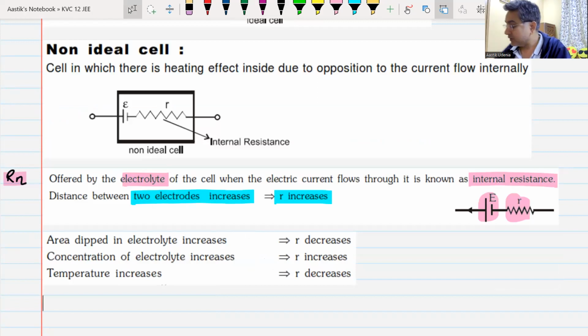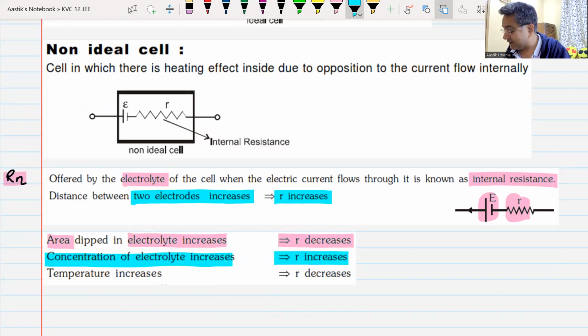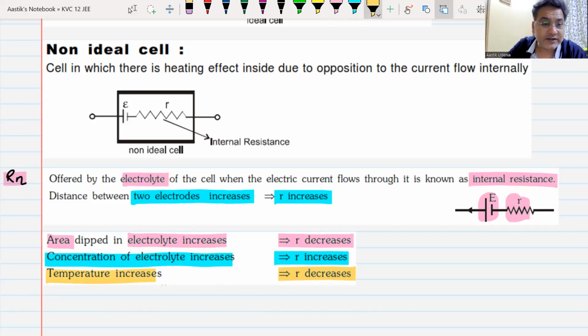Now these can come as separate questions in your exam. If the area of the electrolyte increases, R decreases, obviously. If the concentration of the electrolyte increases, R increases, because this comes because of the electrolyte only. If the temperature increases, internal resistance decreases. These are all information-based questions which you will have to remember. I'll give you 2 minutes to note them down. Once you are done, please let me know.